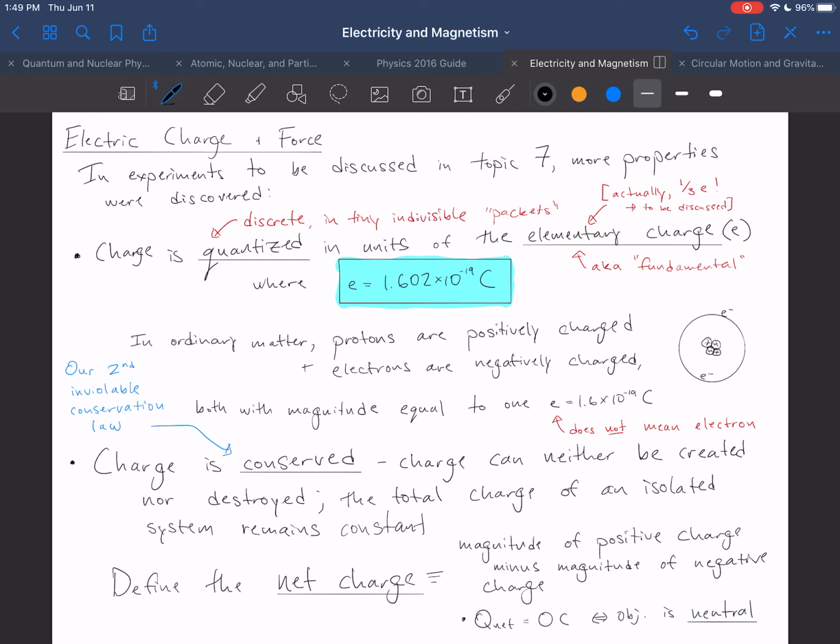And we define the net charge, or total charge, as the magnitude of the positive charge minus the magnitude of the negative charge. So you can have a net charge of 0, Q net equals 0 coulombs. That doesn't mean that there aren't any charged particles on that object. It just means that object is neutral. That is, it has exactly the same amount of positive charge as negative charge. Most ordinary everyday objects are neutral. They have the same number of protons as electrons in the object itself.